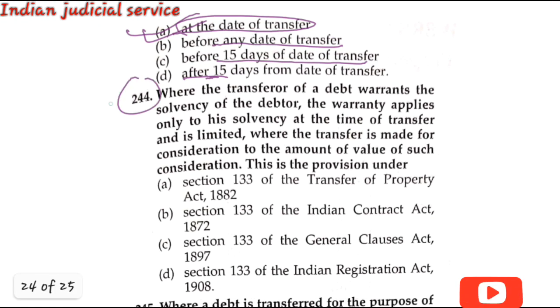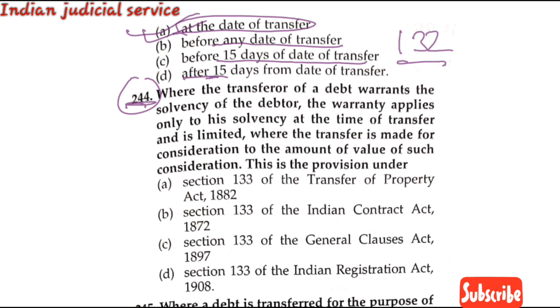And in which section is this provided? This is provided in section 132 of the Transfer of Property Act, and section 132 deals with the liabilities of a transferee of an actionable claim.